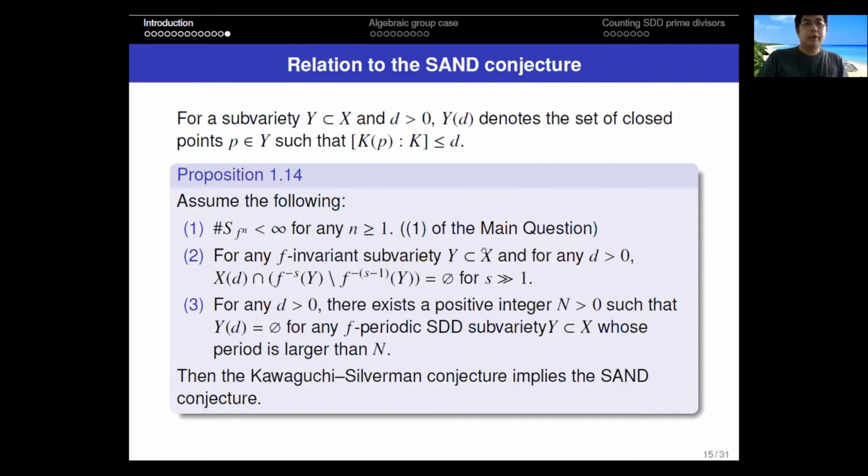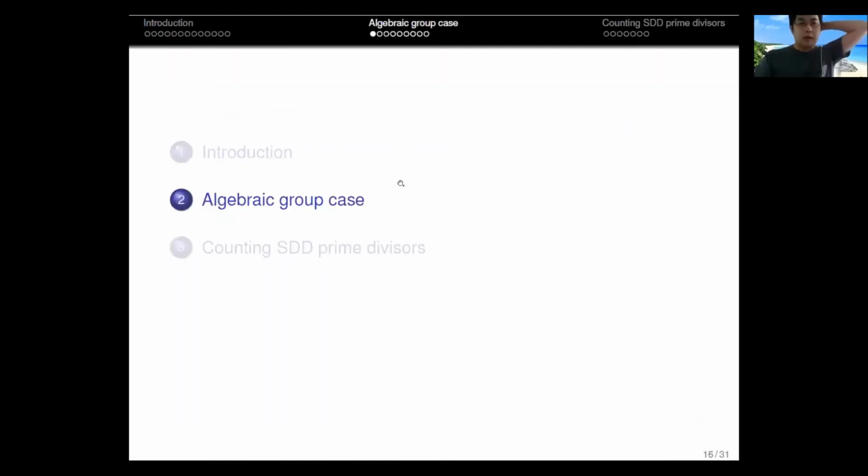This is purely geometric. Okay. Any questions? Okay, then we proceed.